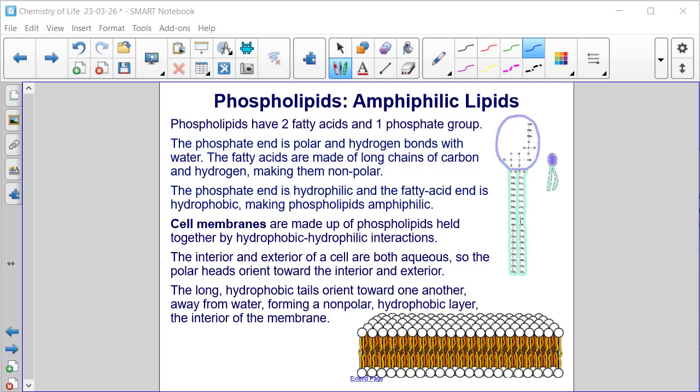Cell membranes are made up of phospholipids held together by hydrophobic-hydrophilic interactions. The interior and exterior of a cell are both aqueous, so the polar heads orient toward the interior and exterior. The long hydrophobic tails orient toward one another, away from the water, forming a nonpolar hydrophobic layer, the interior of the membrane.